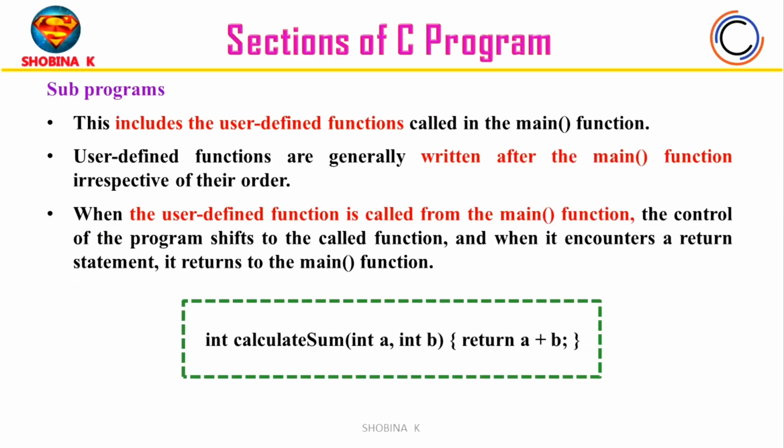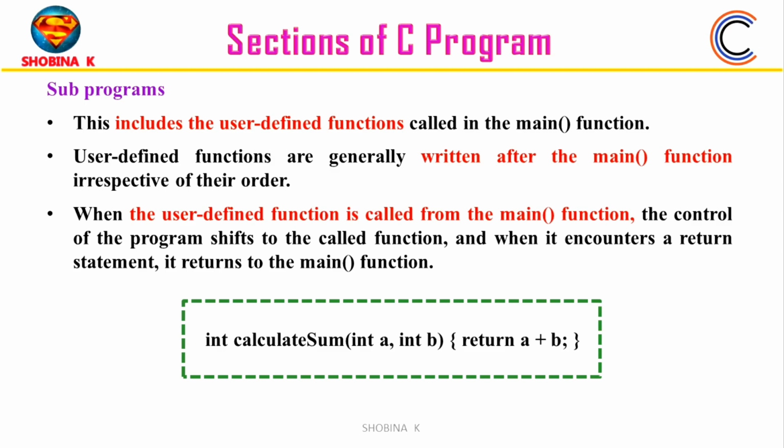And finally, we have subprograms section. The subprogram section typically includes user-defined functions, function declarations, function definitions, and function calls. Subprograms are the functions or procedures that perform specific tasks within a program. They are typically defined after the main function and are called when needed. So when you call a function from main, the program jumps to that function and starts executing its code.